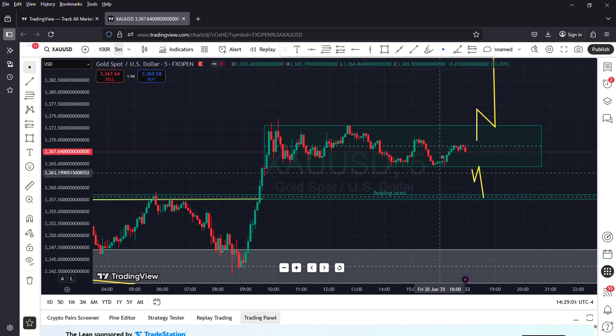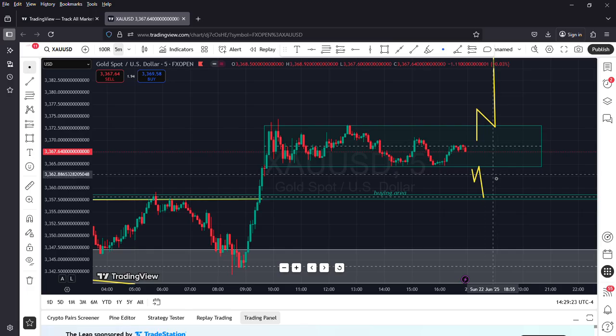Like now, if the market decides to break out from this range, coming down, and has something like a bullish engulfing candle, and the market comes to this zone and starts rejecting this area, that means we are looking for an opportunity to buy to the upside.